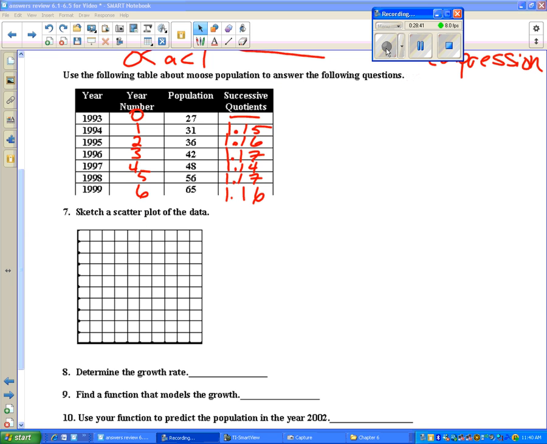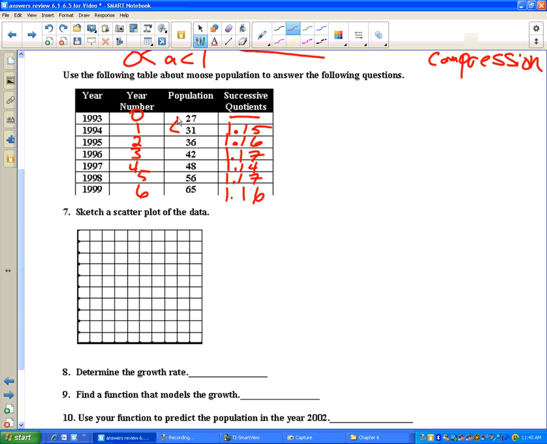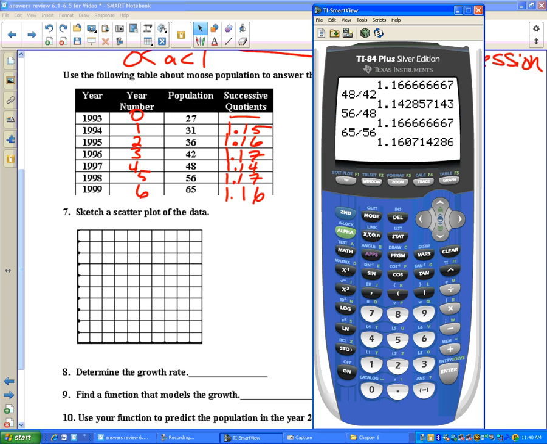All of these are close. This is not something that's linear. This goes up by 4, and then this goes up by 5, and then this goes up by 4, and this goes up by 6. So this is going to be exponential, but I need a number to use. And so what I'm going to do is take these successive quotients, add them and divide by 6, because there's 6 of them.